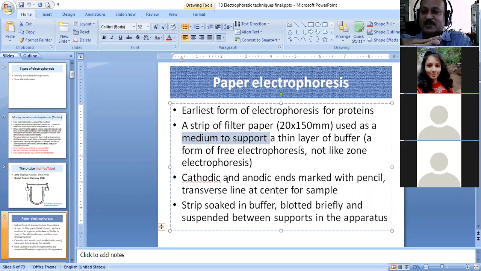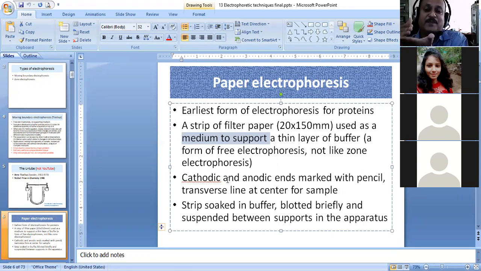On this strip of paper, a thin layer of the buffer will flow. The filter paper is immersed inside the buffer, and there is a thin layer of buffer over the filter paper. Then when we connect the electrodes and start the electrophoresis system, the sample components will move on both sides. Suppose we apply the sample at the center on the filter paper itself, then the sample components will go to both sides depending upon their charges. Negatively charged sample components will go to the positive electrode and positively charged ones will go to the negative electrode. Now this is happening over the paper.